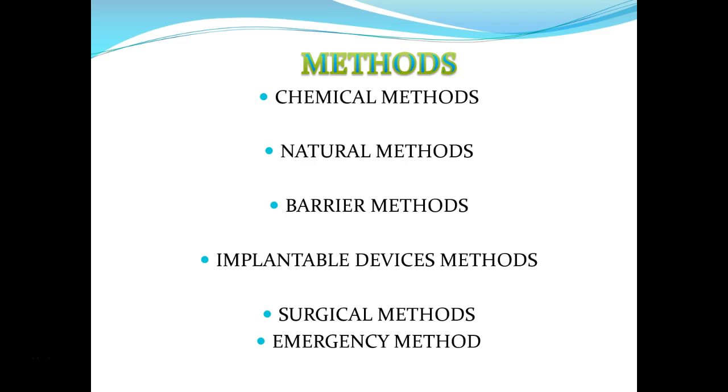All right, there are several different methods of contraception, and here are some listed out for you. There are chemical methods, such as birth control pills. There are natural methods, such as breastfeeding. There are barrier methods, such as condoms. Implantable devices, such as the Mirena device, intrauterine devices or IUDs. There are also little rods that you can insert under the arm. There are surgical methods and an emergency method.